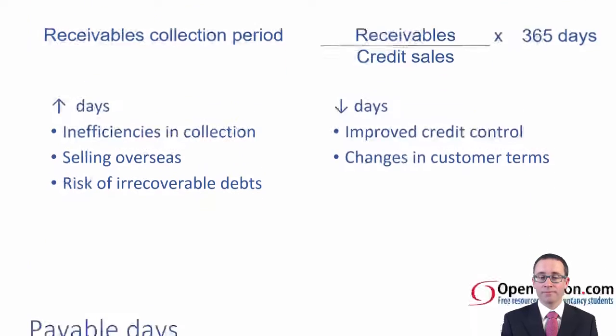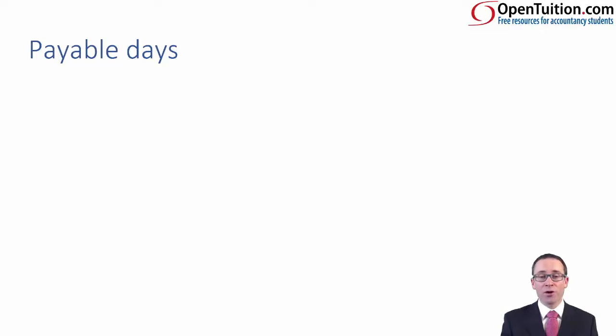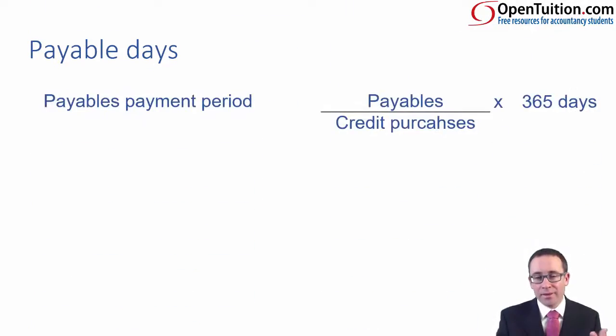Okay, there we go. Payable days, what have we got there? Again, to work out the ratio, you take your payables, technically divided by your credit purchases. Apologies for the spelling mistake there. Technically, it's divided by your credit purchases. Forget that. The only figure that you get within your exam is cost of sales. So payables divided by cost of sales multiplied by 365 days.